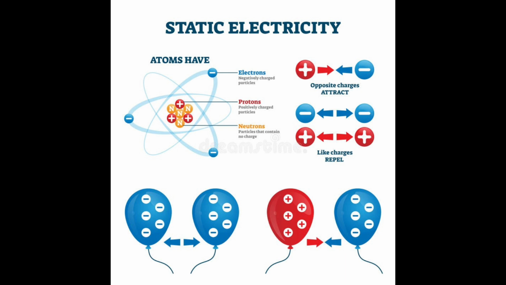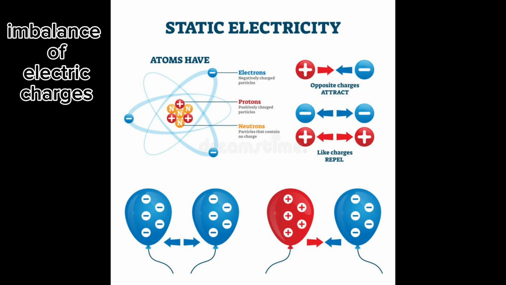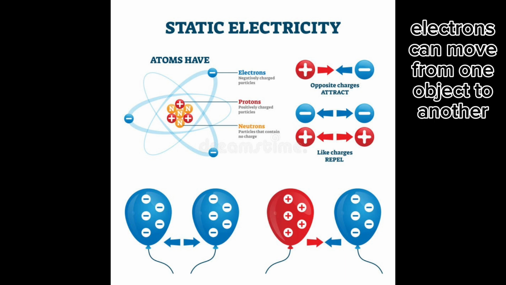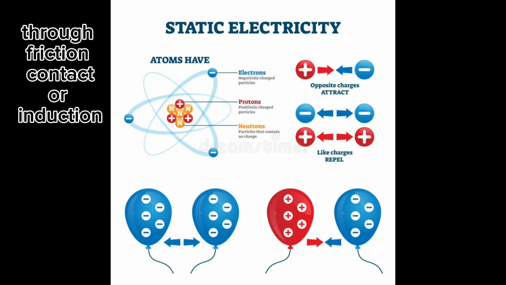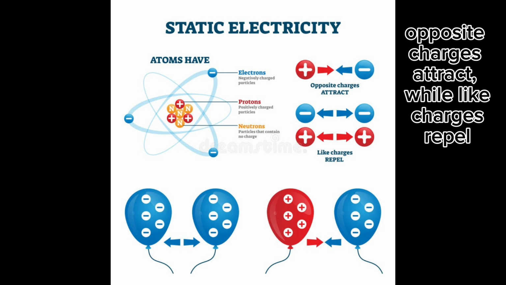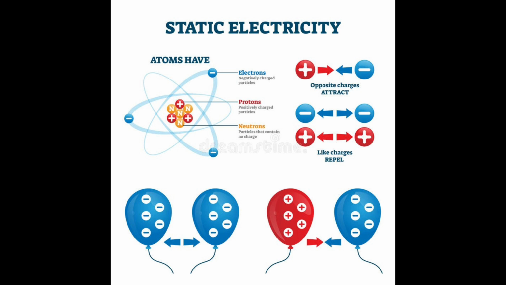Static electricity occurs when there is an imbalance of electric charges on the surface of a material. It happens because electrons, which are negatively charged particles, can move from one object to another through friction, contact, or induction. When electrons are gained or lost, the object becomes electrically charged, positively if it loses electrons and negatively if it gains electrons. Opposite charges attract, while like charges repel, leading to the behavior of objects experiencing static electricity.